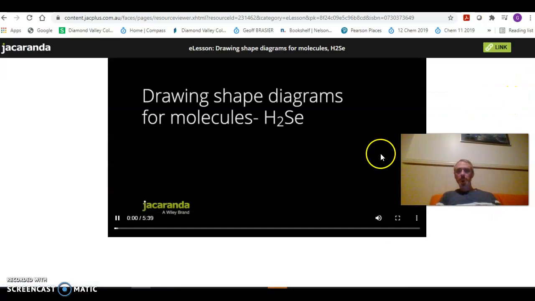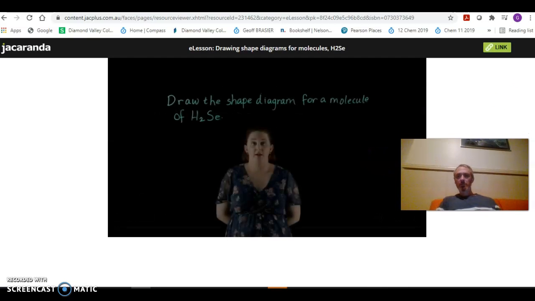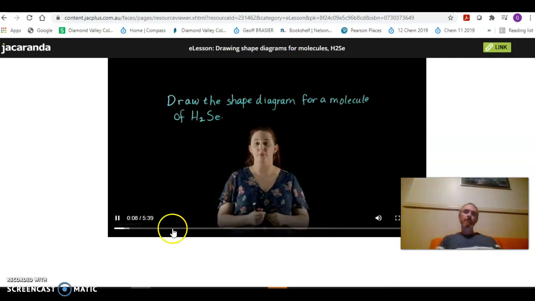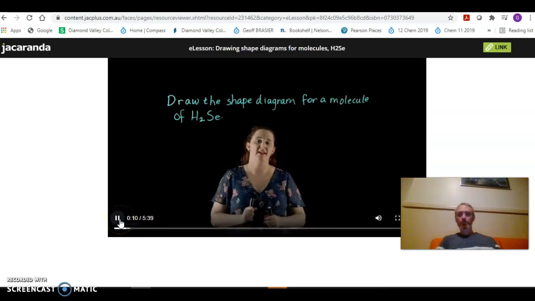And they're pretty good, so definitely give it a look. In this question, we're being asked to draw the shape diagram for a molecule of H2Se.